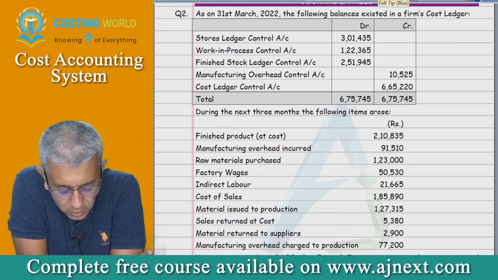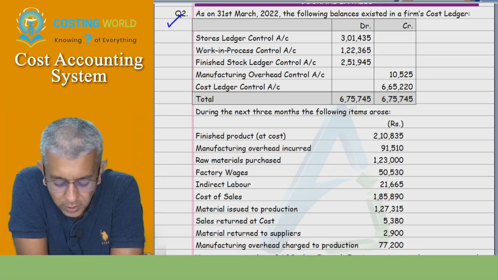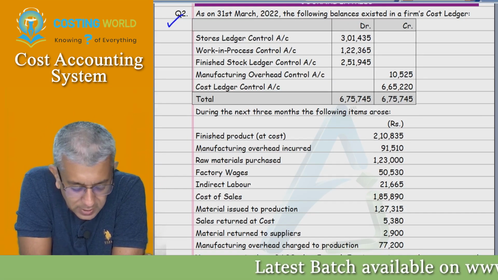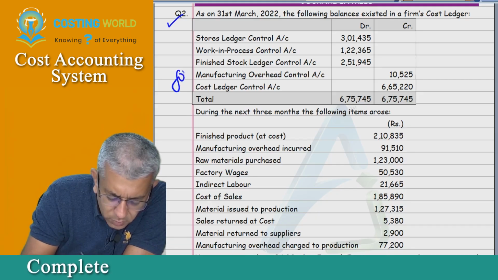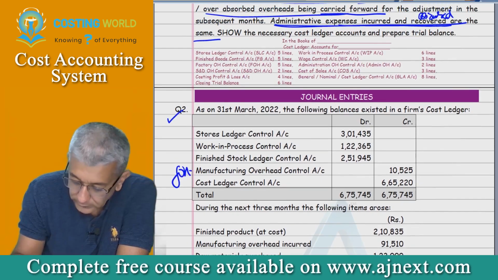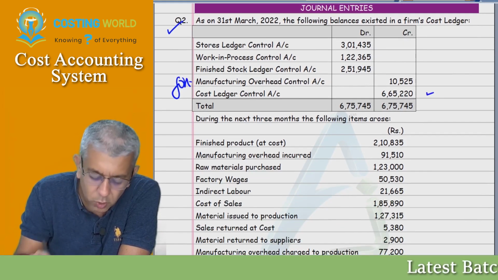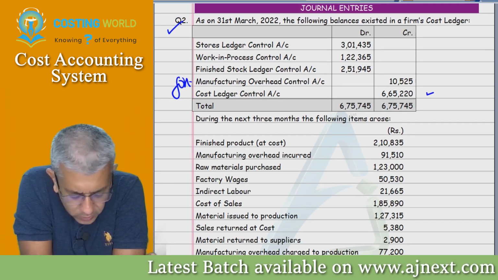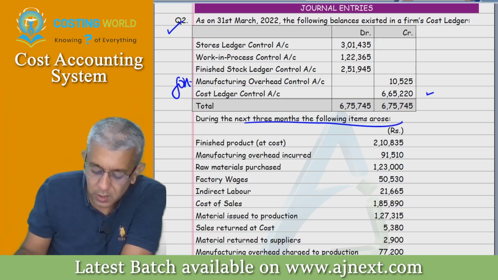Stores ledger control account. Sorry, as on 31st of March 2022, the following balances existed in the cost ledger: SLC, WIP, finished goods, manufacturing overheads control account. Manufacturing overheads control account means FOH account. 10,525. And then your cost ledger control account means your GLA account. During the next 3 months, the following items arose.